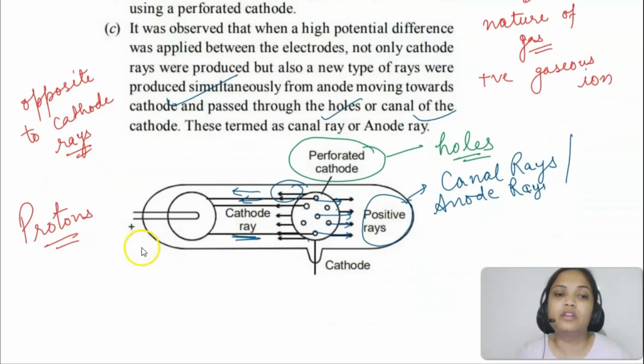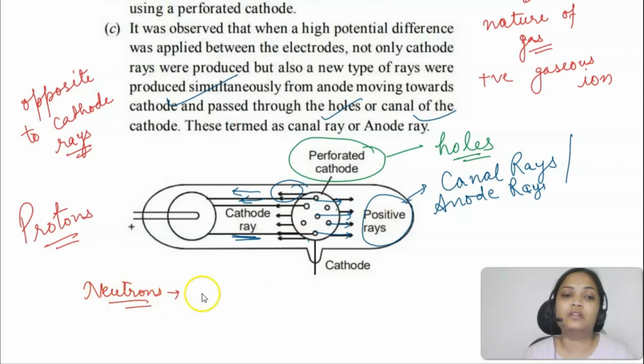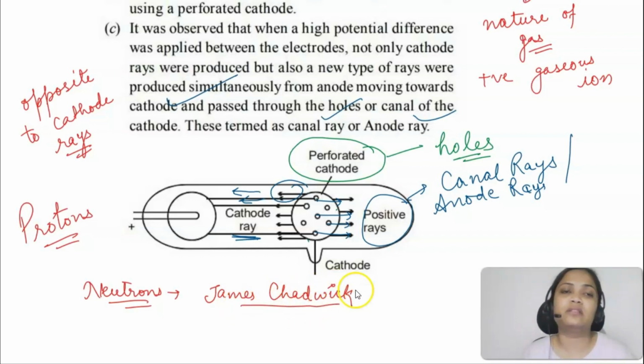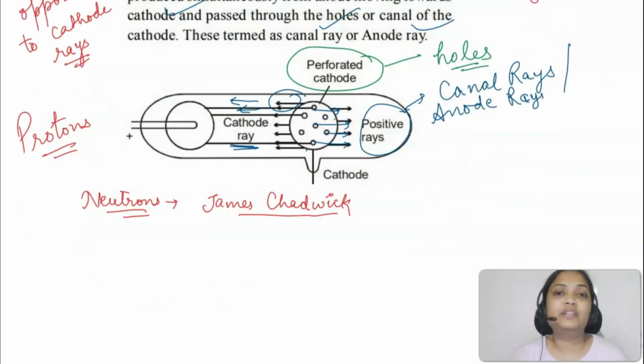Then if I talk about the neutrons, students, they were actually discovered by James Chadwick. So again, when the discovery of electrons and protons happened, certain results were taken out and they were not coming in accordance to the observed results, right? So it was observed that there must be some other particle present in the atom, as the mass of the atom was not in accordance with what was being observed, right?